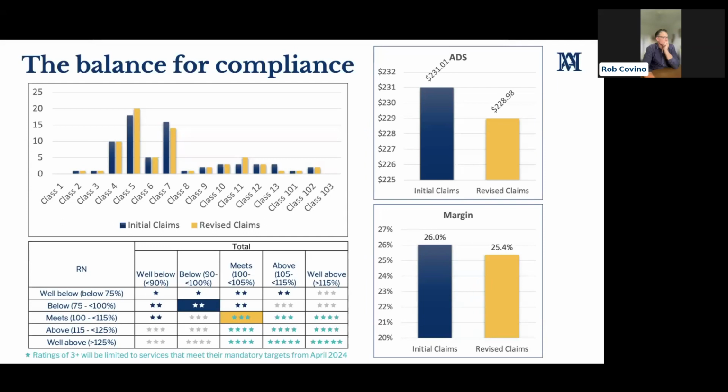In this scenario, the margin reduces because we're reducing the revenue and maintaining the same cost base, but the margin actually only reduced by about half a percent. But the effect that we were after was achieved, and that was that the roster is now meeting the requirements.